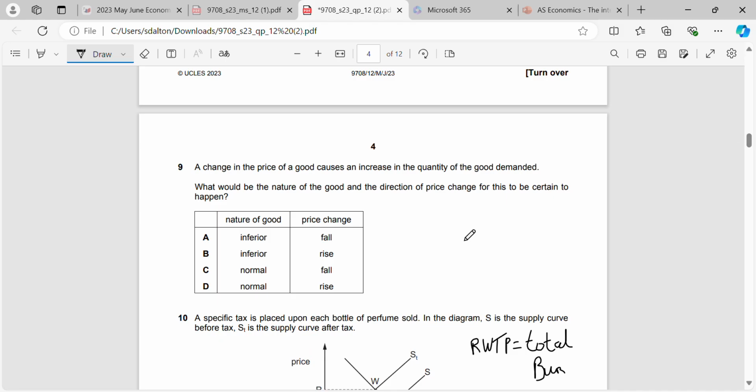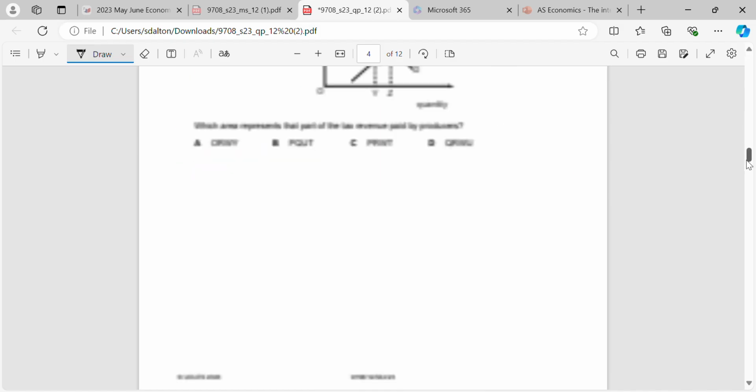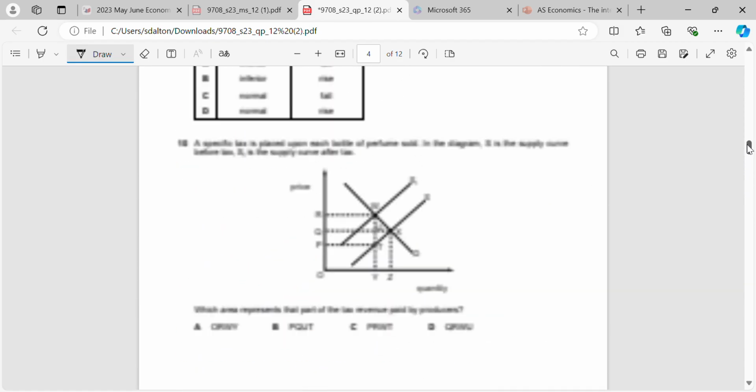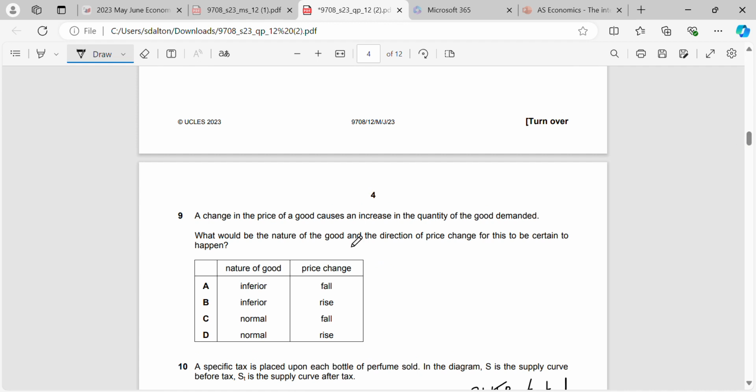Okay, question 9. So a change in, where am I here? Sorry. A change in the price of a good causes an increase in the quantity of the good demanded. What would be the nature of the good and the direction of price change for this to be certain to happen? Okay. Change in the price of a good causes an increase in the quantity of the good demanded.